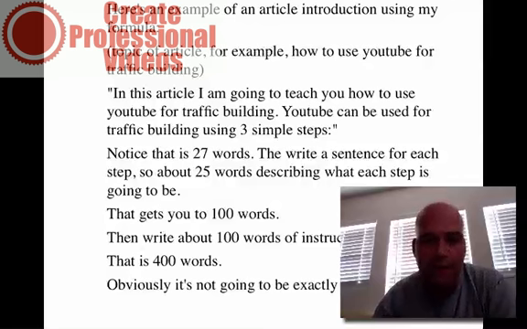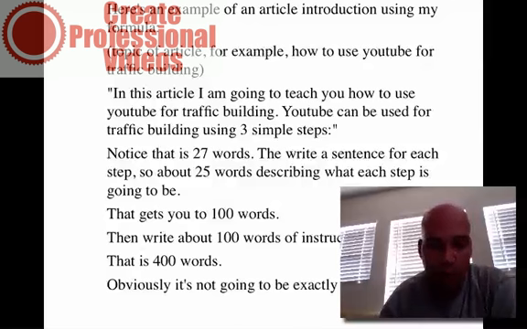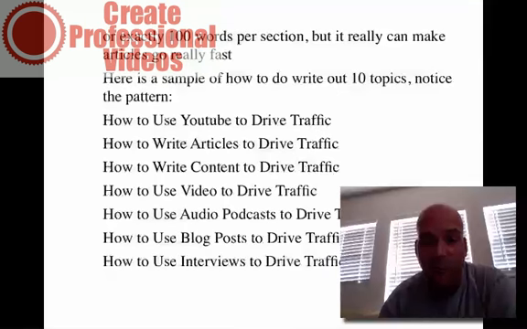Then you're going to write a sentence for each step, so about 25 words describing what each step is going to be. That's going to get you to 100 words. Then write about 100 words of instruction for each step. That is 400 words. Obviously, it's not going to be exactly 400 words or exactly 100 words per section, but it really can make articles go really fast.